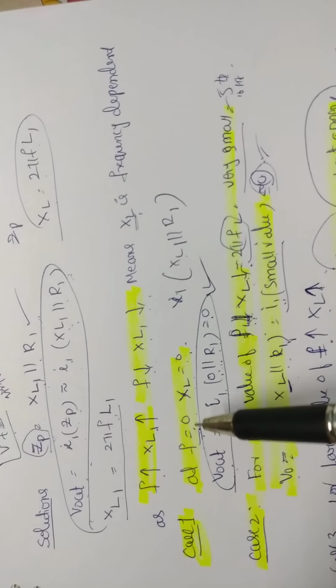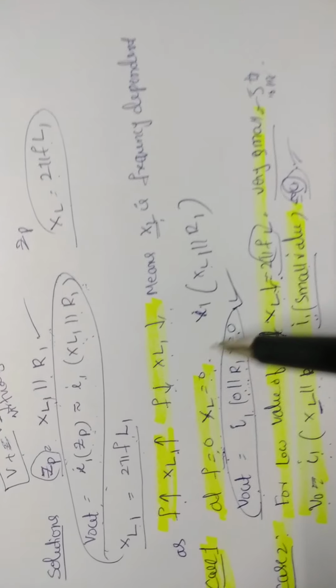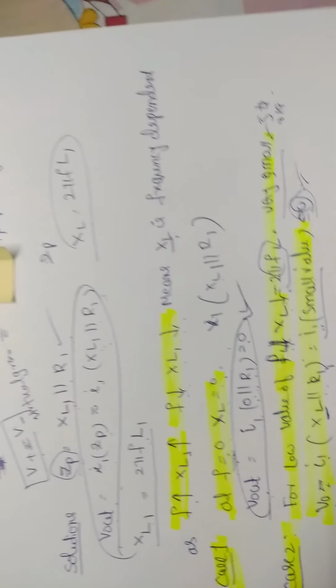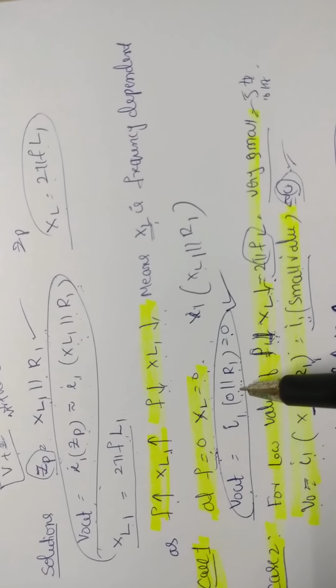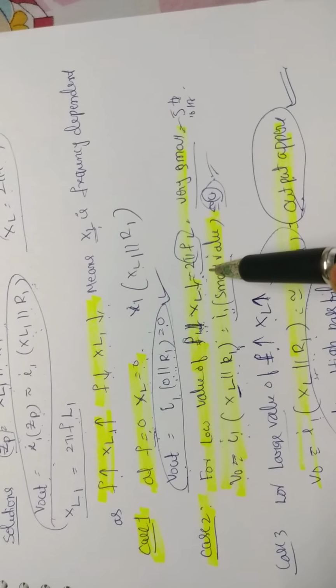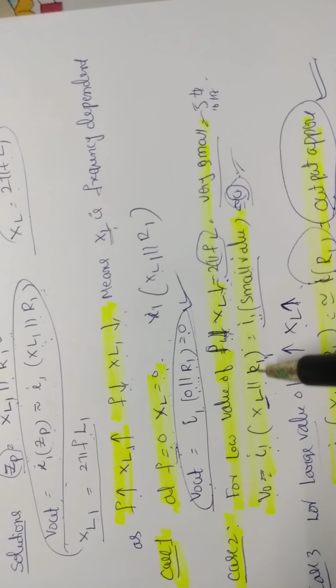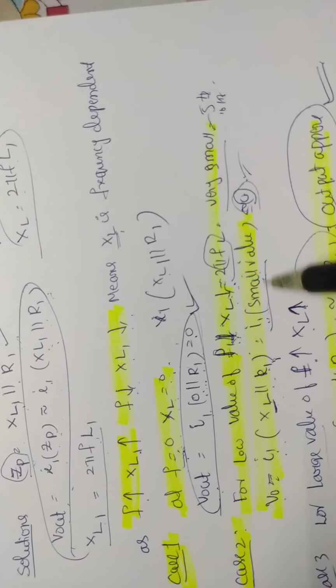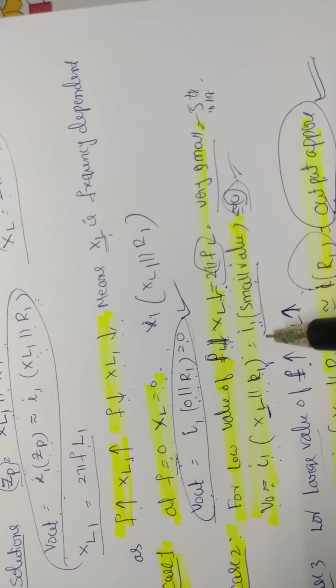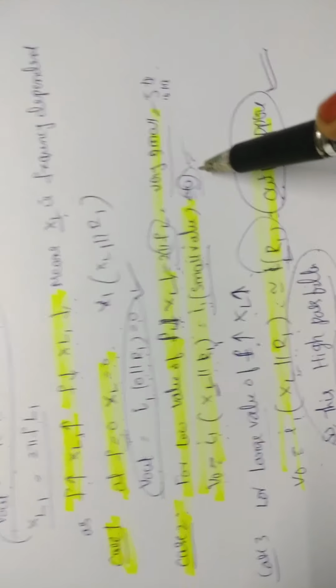So for that we consider different cases. At f equal to 0, meaning DC condition, XL equal to 0. So the output V0 equals I1 into 0 parallel with R1, that is 0. For low frequencies, f is low, so XL is low. For very small frequencies, XL connected in parallel with R1 is also small, since the parallel combination of a small value is smaller than the small value. So V0 is also approximately 0.